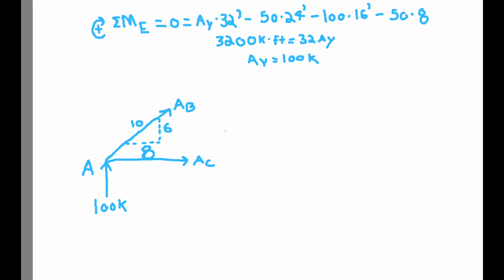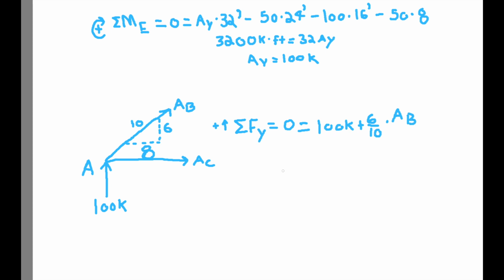Well, to do that, all we have to do is sum the forces in the y direction. So the sum of the forces in the y direction is equal to 0, right? And we're going to assume that up is positive. So we're going to get 100 kips plus, what's the vertical component of this force AB? Well, it would be this 6 over 10, plus 6 over 10 times AB.